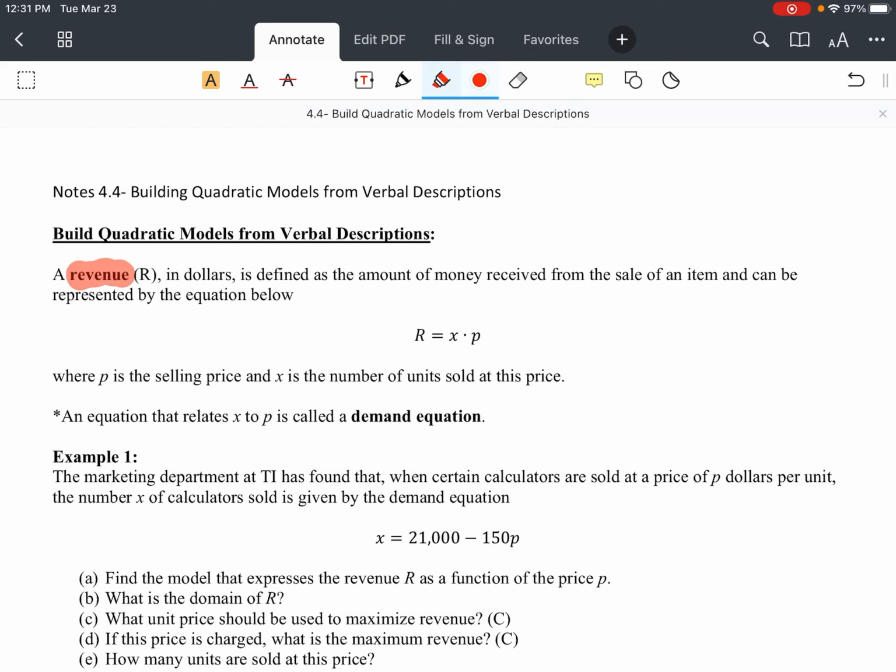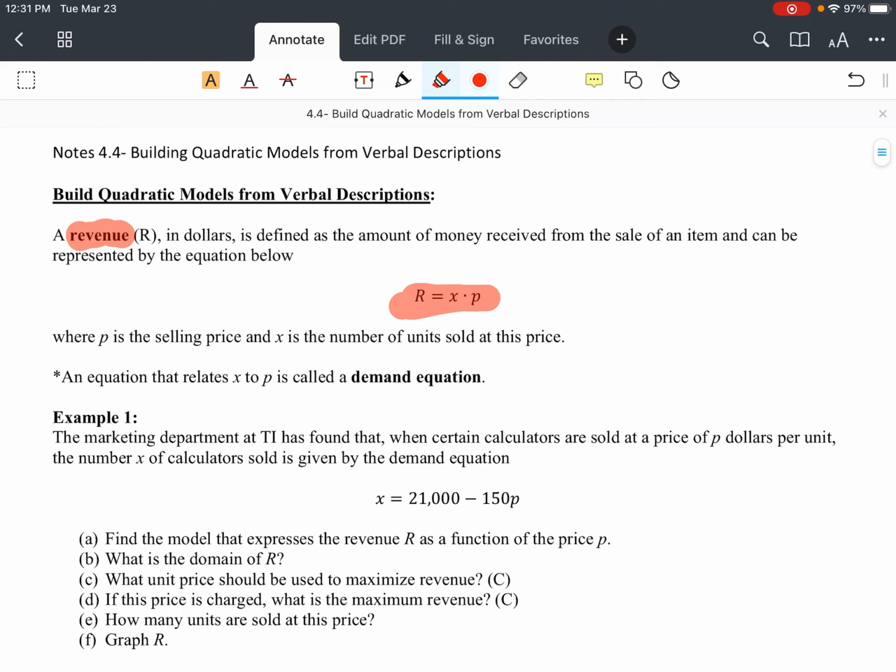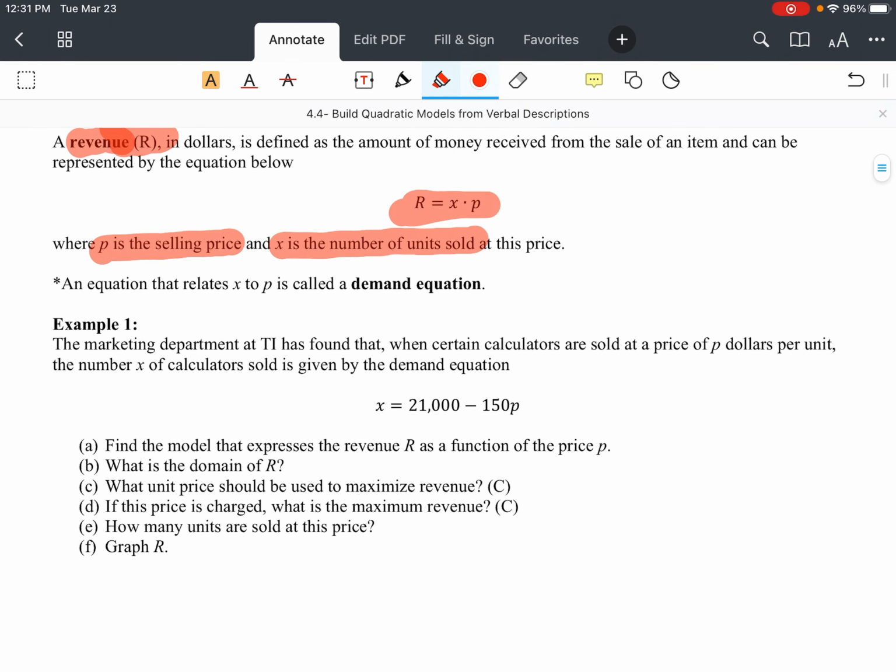Okay, so to start off, we're going to talk about a couple of different models. The first model we're going to talk about is called the revenue model. The revenue model in dollars is defined as the amount of money received from a sale of an item that can be represented by the equation below. So this is the equation we're going to be using for these revenue models, where P is the selling price, and X is the number of units sold at this price. And R is, again, the revenue.